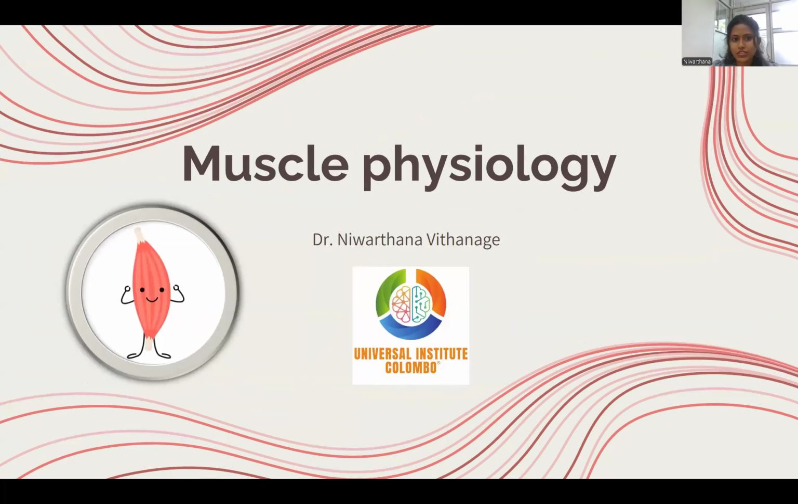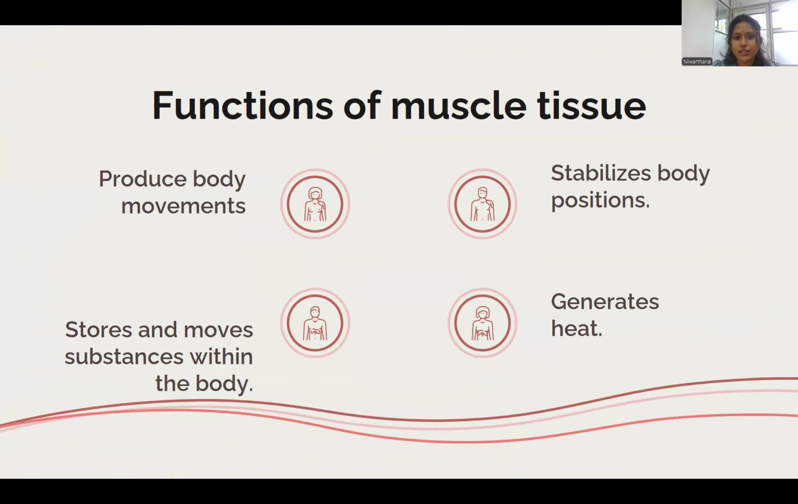Guys, today our session is on muscle physiology. The main functions of muscle tissue are contraction and relaxation of muscles. We can take four main functions of muscle tissue: they produce body movements, stabilize body positions, store and move substances within the body, and generate heat.